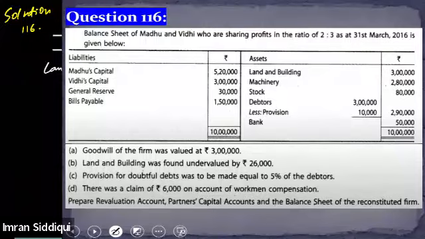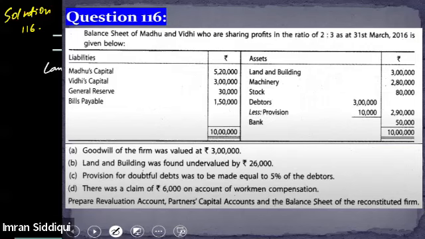Yes, we will be doing that. We will subtract 26,000 from the land and building, and the remaining value will be recorded in the balance sheet on the asset side. But right now we are just preparing the revaluation account, so I'm talking about the revaluation account only.